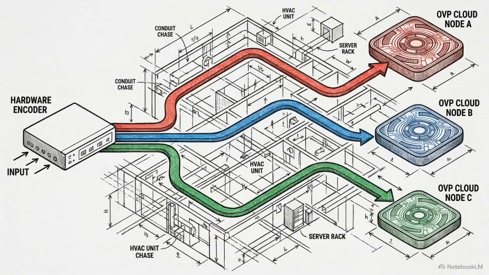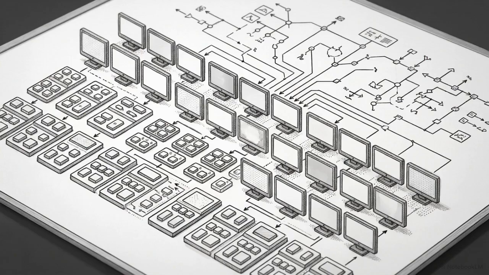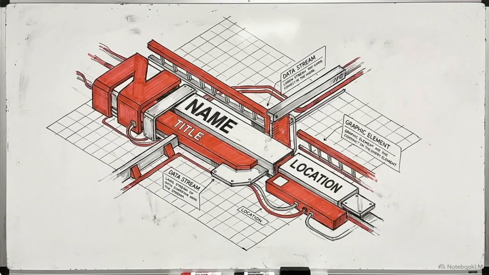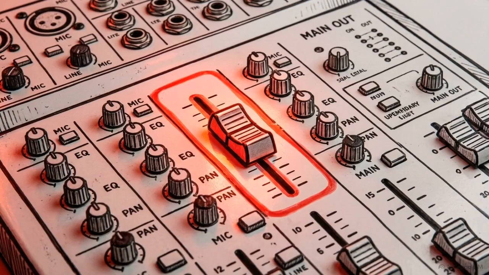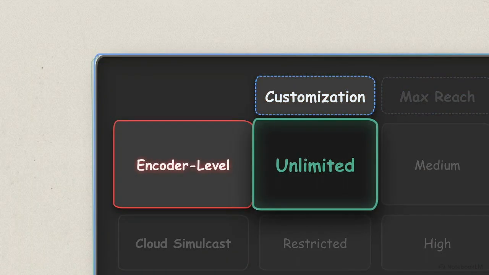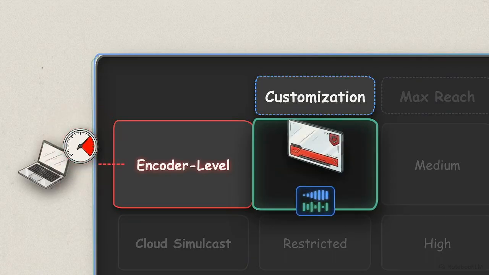Choosing the correct multi-destination workflow depends entirely on matching the architecture to your specific project goals. The first use case is high-end bespoke production, like live sports or gaming broadcasts, that require unique visual overlays and isolated audio tracks for different platforms. For this scenario, encoder-level RTMP is the correct choice. This is the only time the massive bandwidth requirement and hardware cost is justified by the creative need.